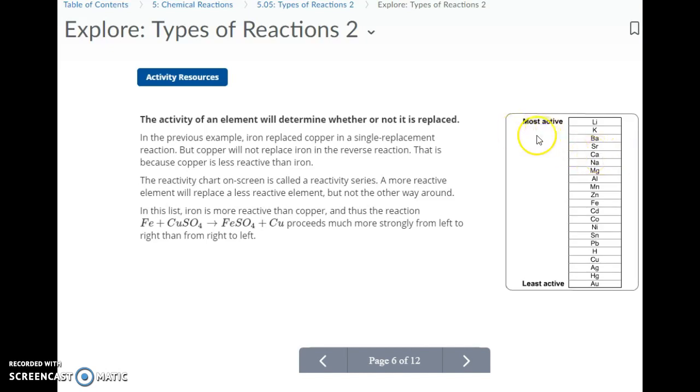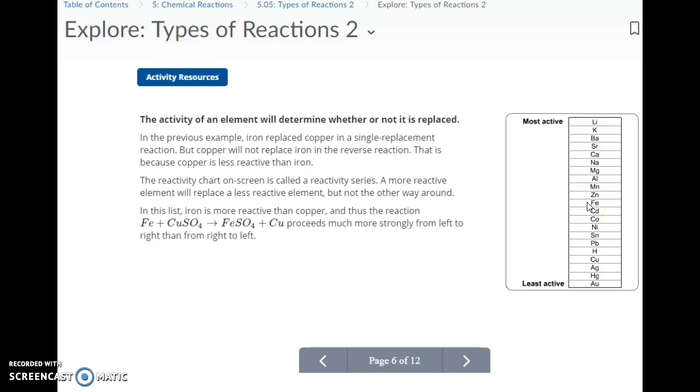The reactivity chart here on the screen is called the reactivity series. A more reactive element will replace a less reactive element, but not the other way around. So here we have iron. Down here we have copper. So iron is more active. It's got more energy. It wants that combination of the stability more. It will kick that copper out of the way. But copper cannot kick the iron out of the way.